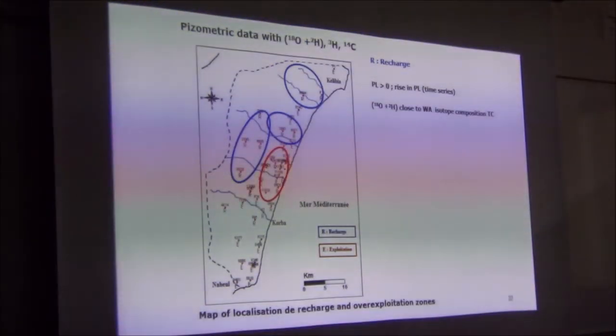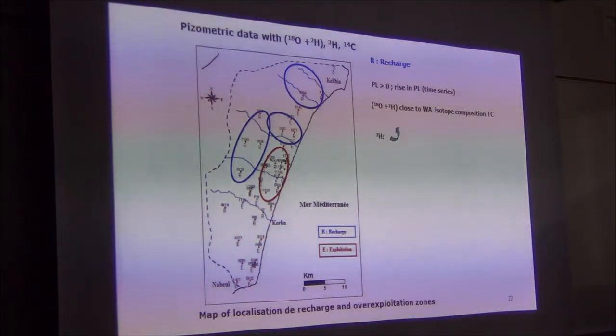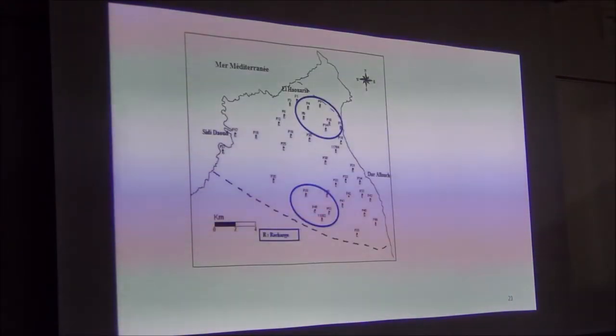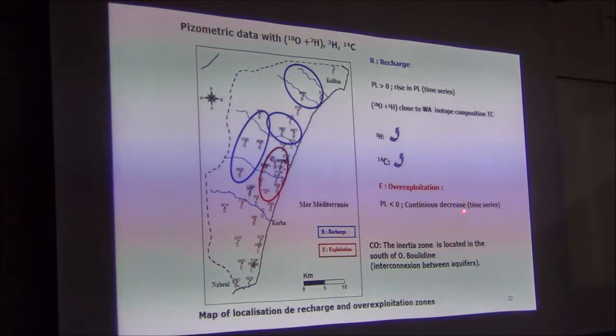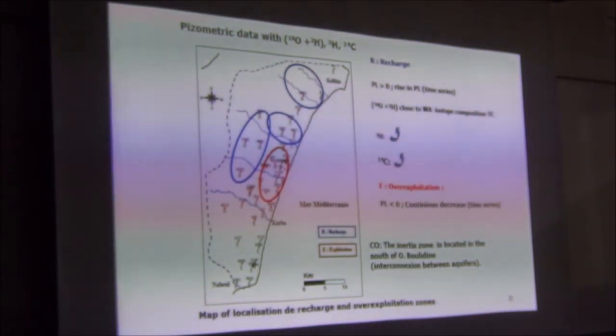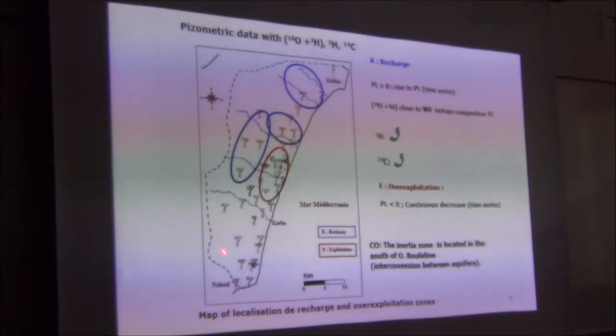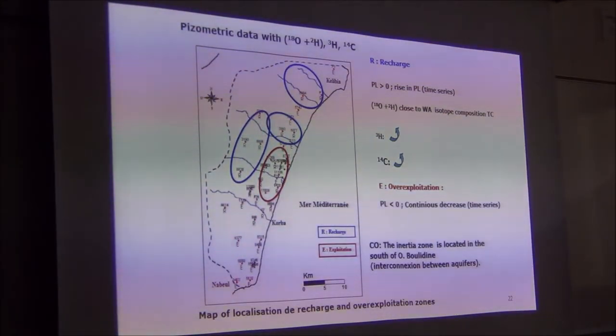And the isotope composition of the water molecule is close to the weighted average isotope composition of the rain at the Tunis Carthage station, and we have a high amount of tritium and also a high activity of carbon 14. For the over-exploitation area, we have a negative piezometric level with a continuous decrease of the piezometry in the time series. For this aquifer of the Oriental coast, the inertia zone is located in the south part of the aquifer. It's in the south of Wadi Mulidin, where we have an interconnection between the deep aquifer and the shallow aquifer.